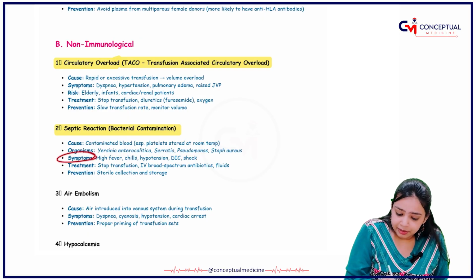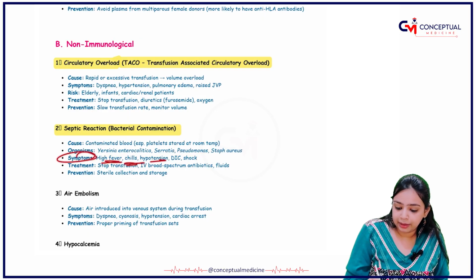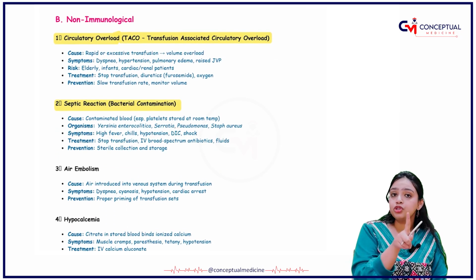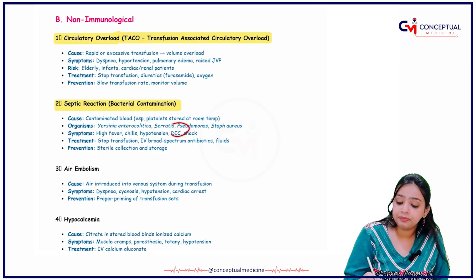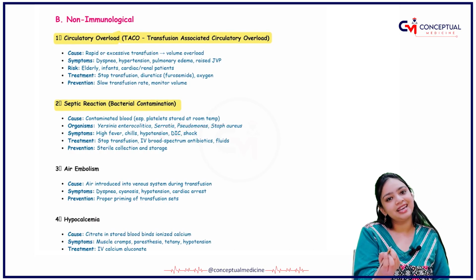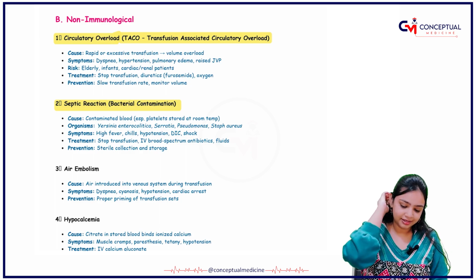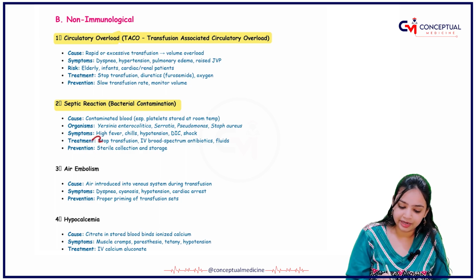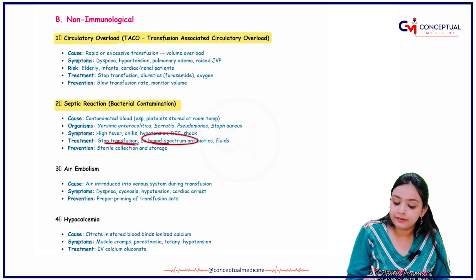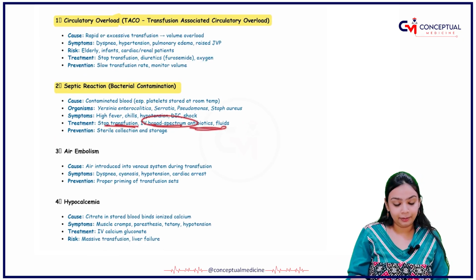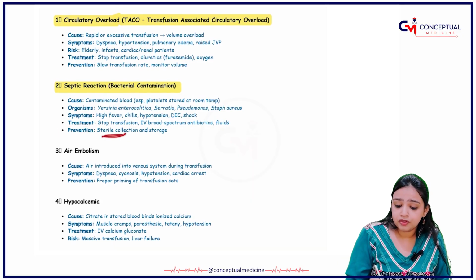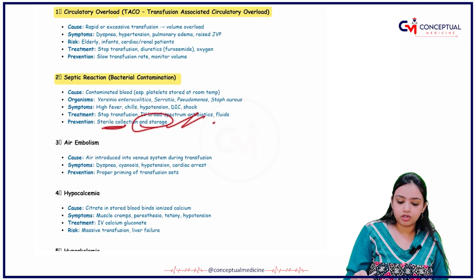Symptoms are high fever, chills, hypotension, DIC and shock. One more thing, I want you all to study about DIC. I have told you in the previous video. Go to the previous video, watch the DIC lecture once again and then pause this video and play it again. What is the treatment? You have to stop the transfusion and give IV broad spectrum antibiotics. How will you prevent it? You have to give sterile collection and storage.